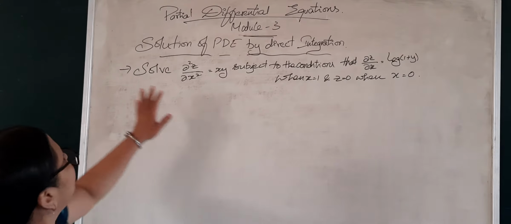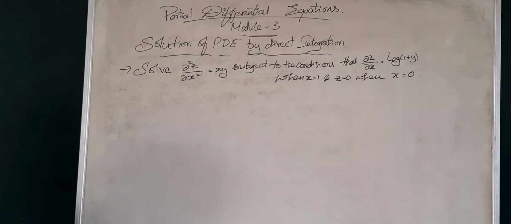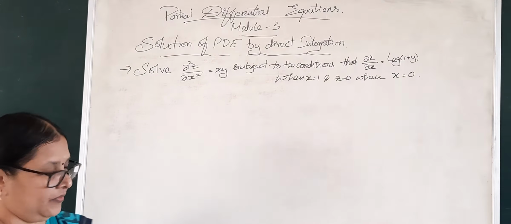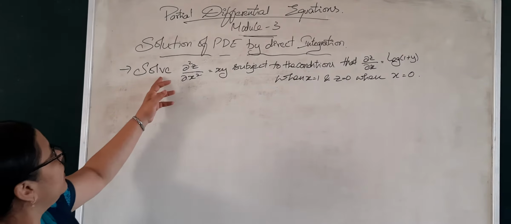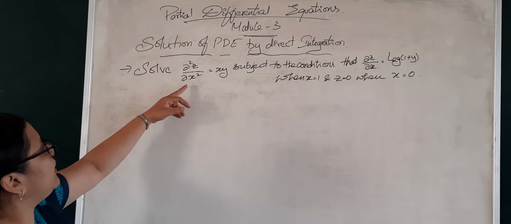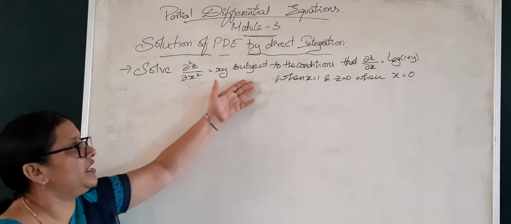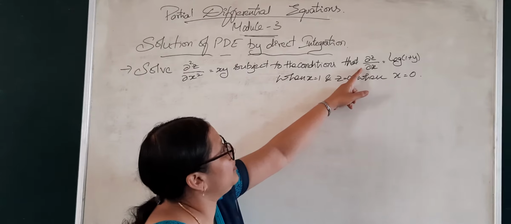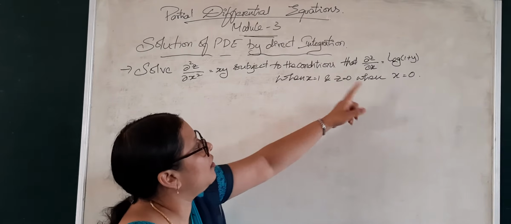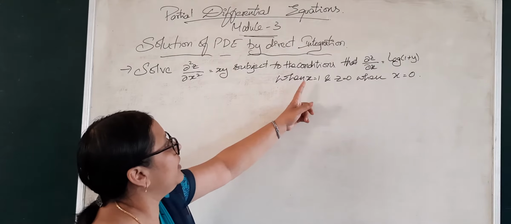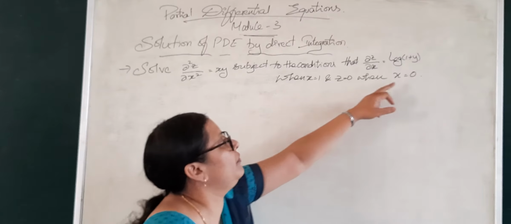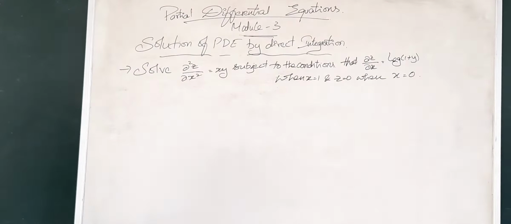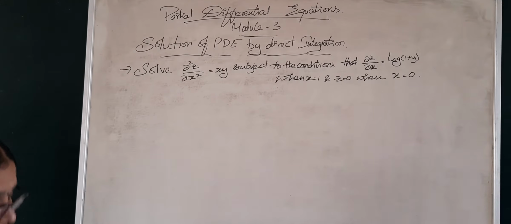We will be doing a continuation of solution of a PDE by the method of direct integration. The problem states: solve ∂²z/∂x² = xy subject to the given conditions. You will usually have two conditions. The first one is ∂z/∂x = log(1+y) when x = 1, and z = 0 when x = 0. That is the second condition. Okay, so let's see how we solve it.